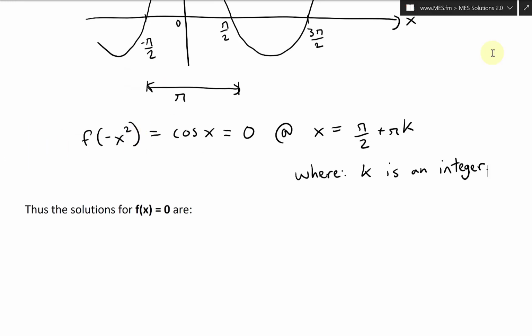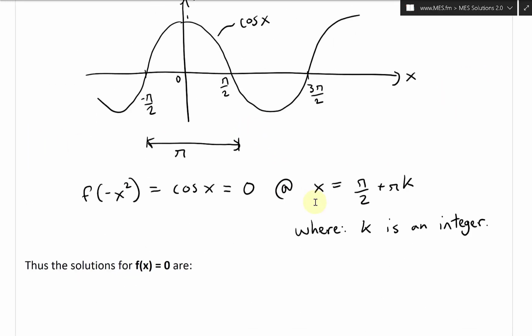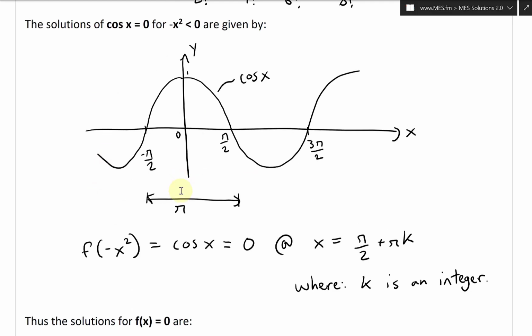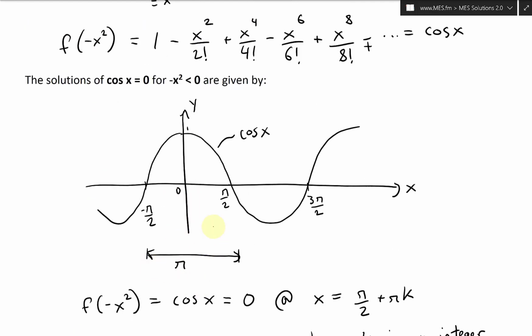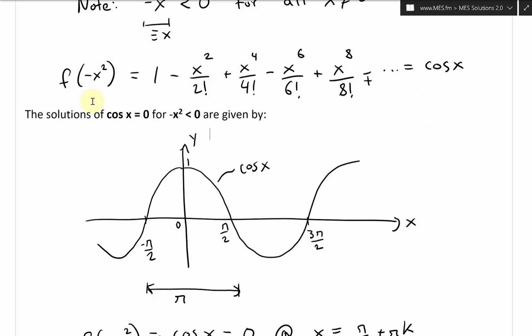So that is the solutions for cos x equals 0: x equals pi over 2 plus pi times k, where k is any integer. Again, you can go over here and add as many pi's as you like, and it will always be 0 because of the periodic nature of the cosine trig function. We'll make this a bit bigger. So that's for cosine x, or f of negative x squared.